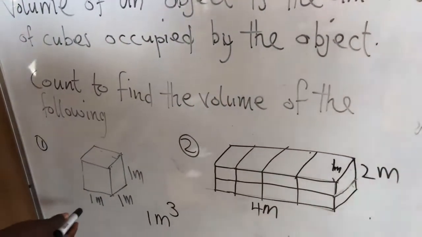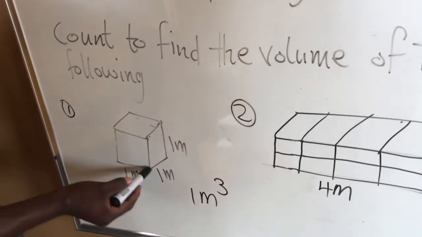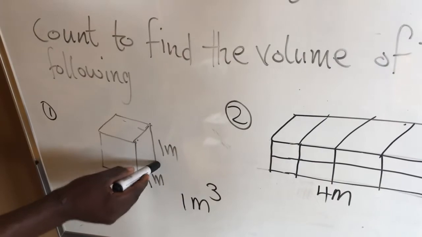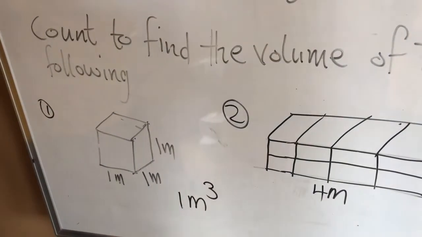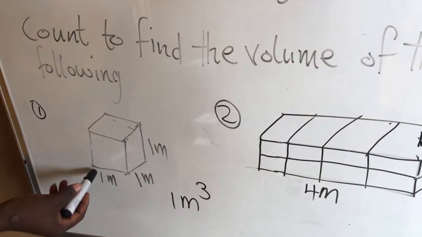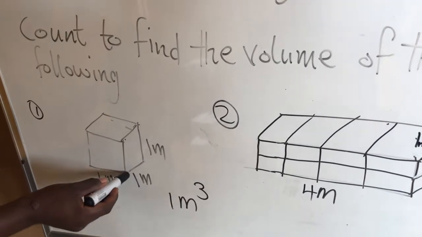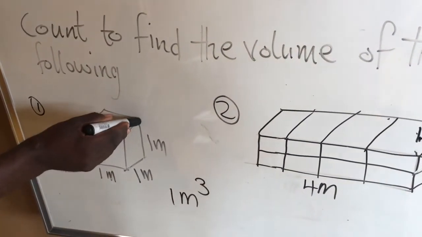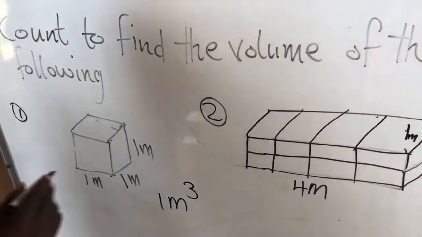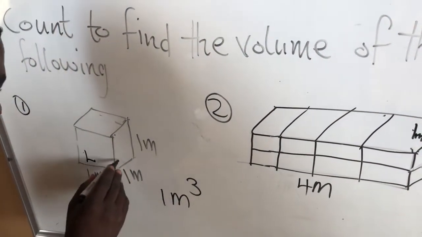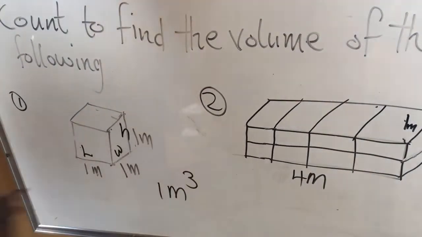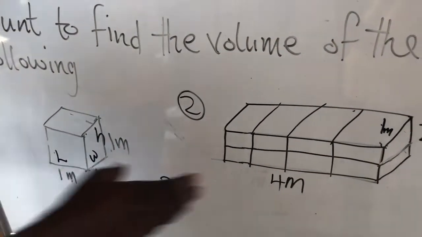What have we done here? We have multiplied the length, the long side, by the short side, that's the width, and then the height. So finding the volume, you multiply the length by the width and then the height. Here is the length L, the width W, and the height we say is h. Good. Let's go to this side.